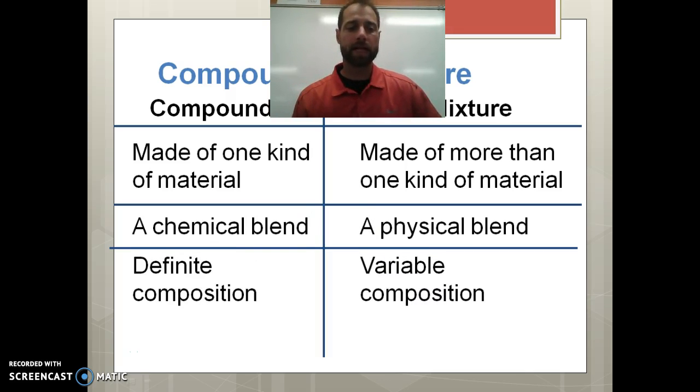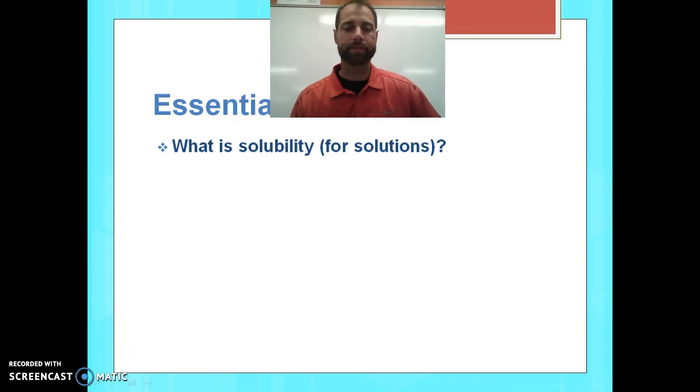And then compounds have a definite composition. You're going to have equal ratios no matter where you look. Mixtures are going to have a variable composition. Alright, so a special type of mixture is called a solution.